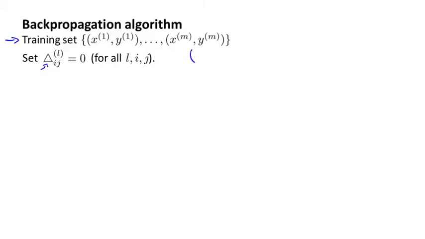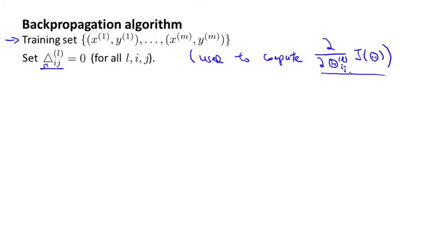Eventually, this capital delta L ij will be used to compute the partial derivative term, the partial derivative with respect to theta L ij of J of theta. As we'll see in a second, these deltas are going to be used as accumulators that will slowly add things to them in order to compute these partial derivatives.